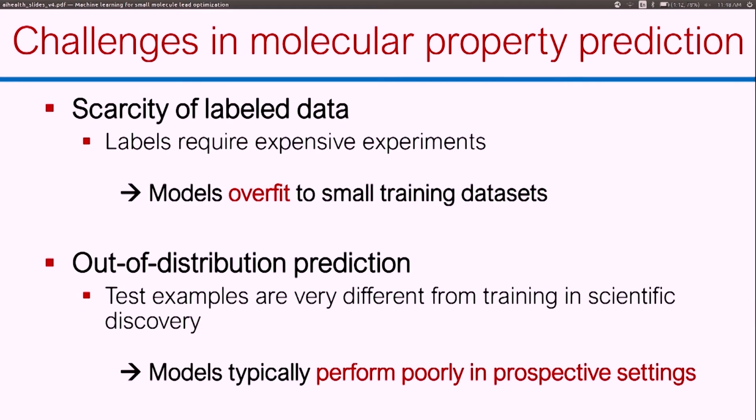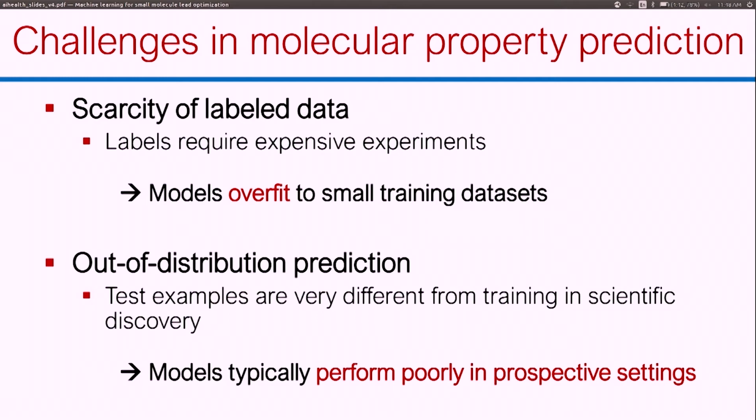There are challenges in this problem. One of them is that we just don't have a lot of labeled data, because, as I mentioned before, you need expensive experiments to get these labels. As a result, a lot of these machine learning and deep learning models tend to overfit to these very small training sets. The other issue is more of how we use these models.